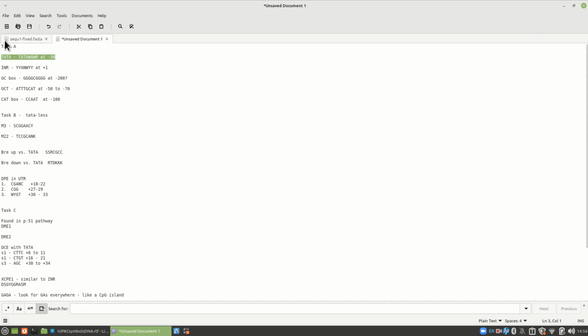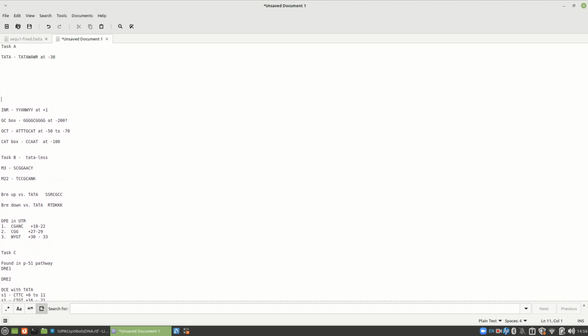So I'm going to find the TATA box for task A. So the people in task A have to find TATA. So how do you find TATA? Well, a TATA is this sequence. All right, and I'm going to make some space here. And so let's go figure out what a TATA actually looks like. It's a TATA, yes. So that's good. We know those letters. All right, but what is this W?